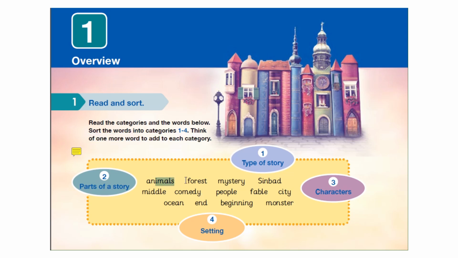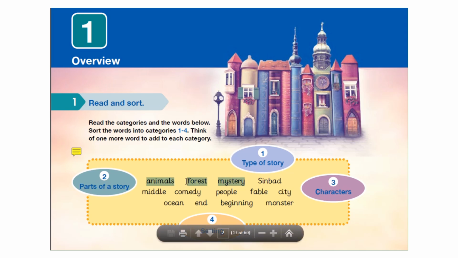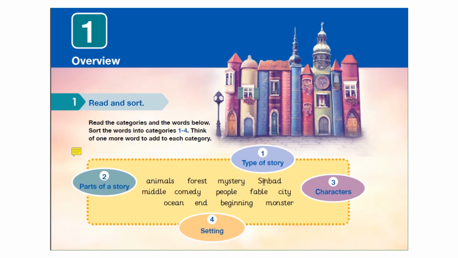Now we are going to sort these words: animals, forest, mystery, Sinbad, middle, comedy, people, fable, city, ocean, end, beginning, monster. We are going to sort these words into these 4 categories. Now you think before you ink. You have time to think. Now pause the video and try to think of the answers.